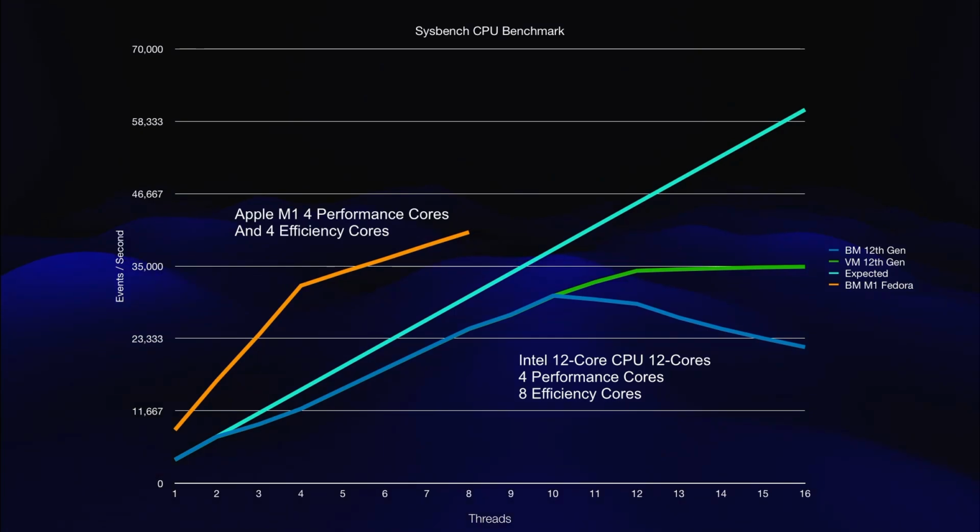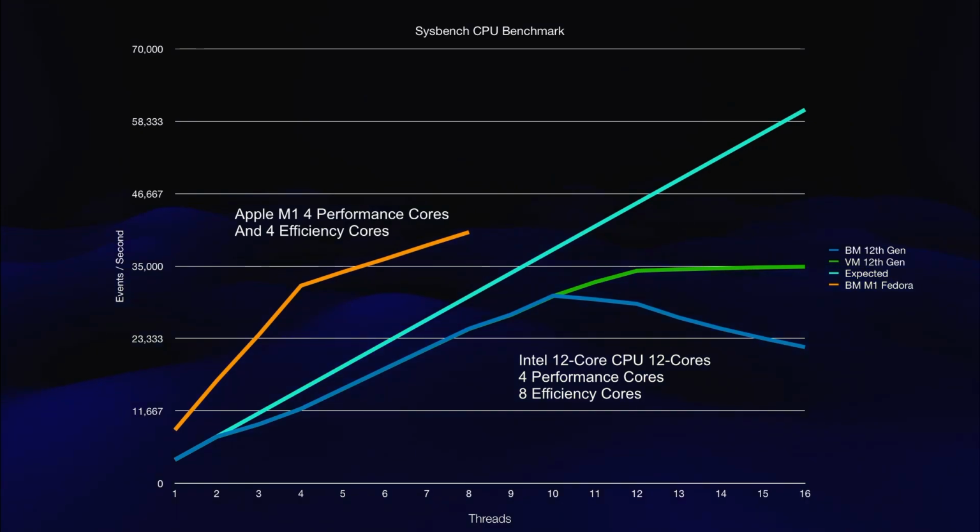It starts diverging from the expected path at around 2 cores. So that's weird, isn't it? The bare metal machine and the virtual machine are lying right on top of each other. That's why you get all the way out to the 10th thread there, and they're even. They're running exactly the same, but neither one of them is close to what we would expect. All of a sudden, once we get past the 10th, the bare metal just craters.